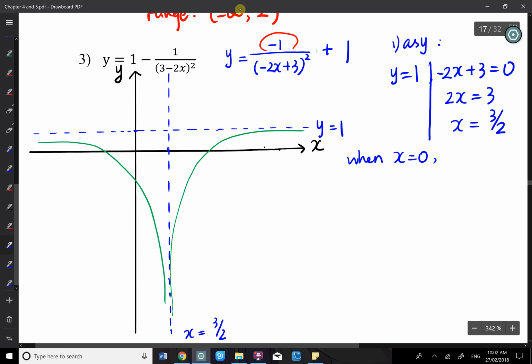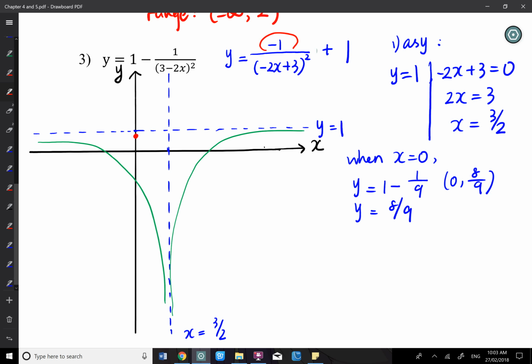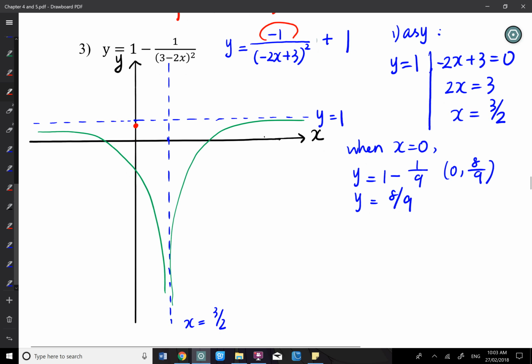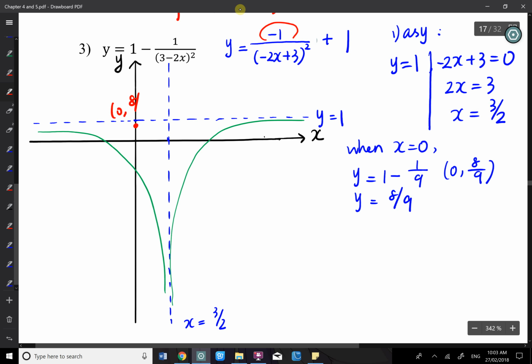When x equals 0, y equals 1 minus 1 over 9. y equals 8 over 9. So (0, 8/9). (0, 8/9) is a value really close to the x asymptote already. So the red dot is actually there. Can you see that? We have a positive y-intercept instead of a negative one. So it's not very accurate for my graph. That's (0, 8/9).